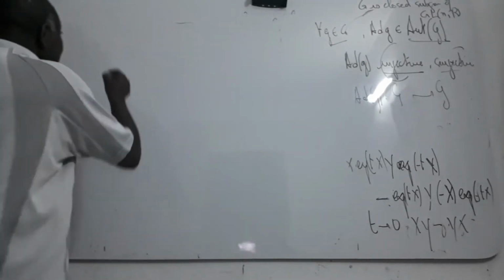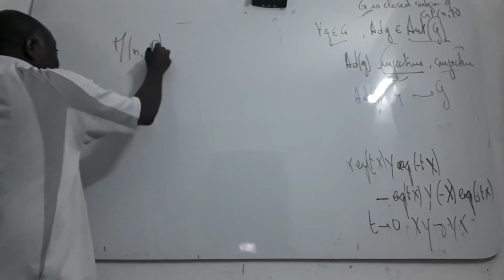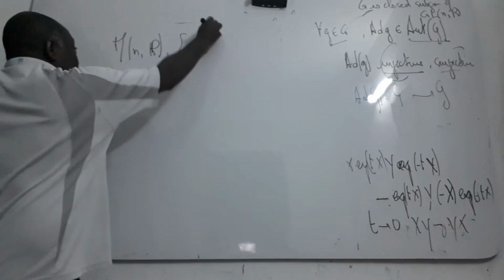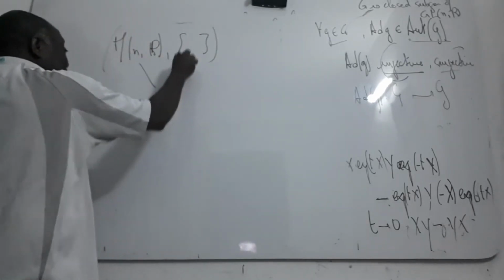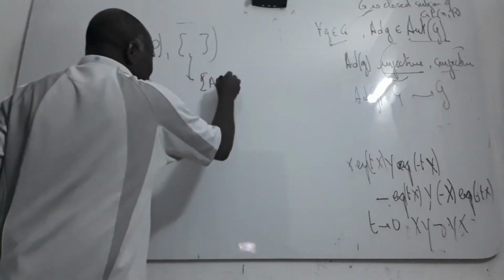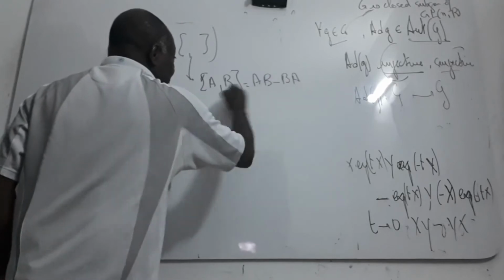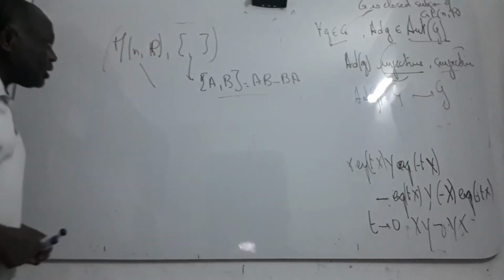For the matrix, this is a linear terminal. The bracket here is the bracket of two matrices, that is AB minus BA. It's exactly what we will get.